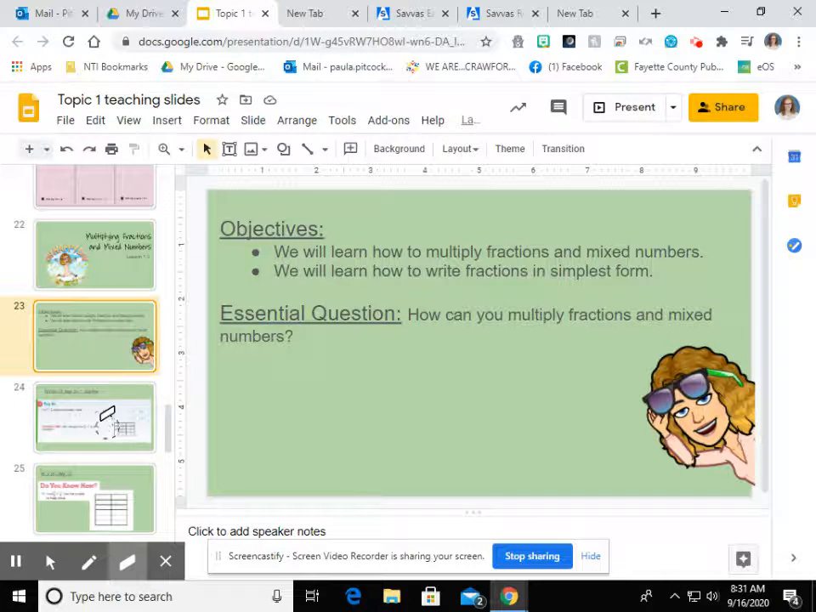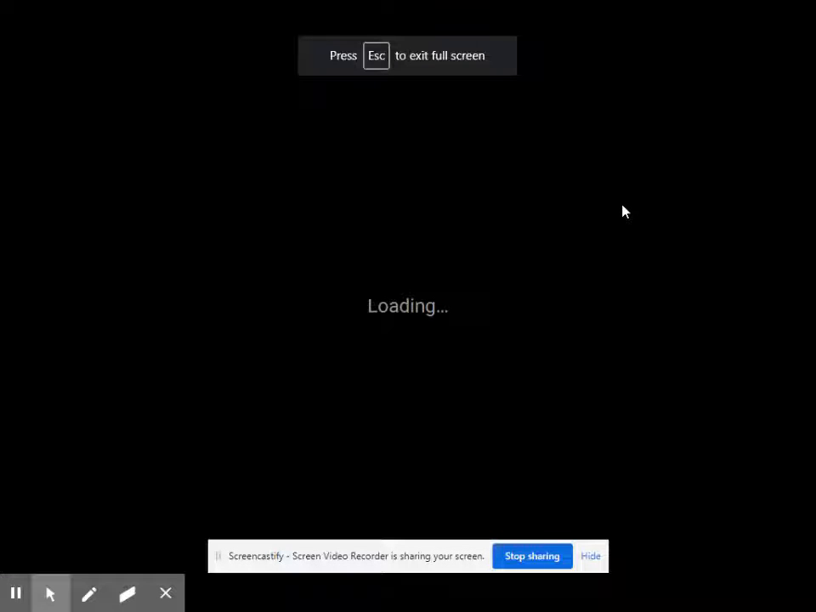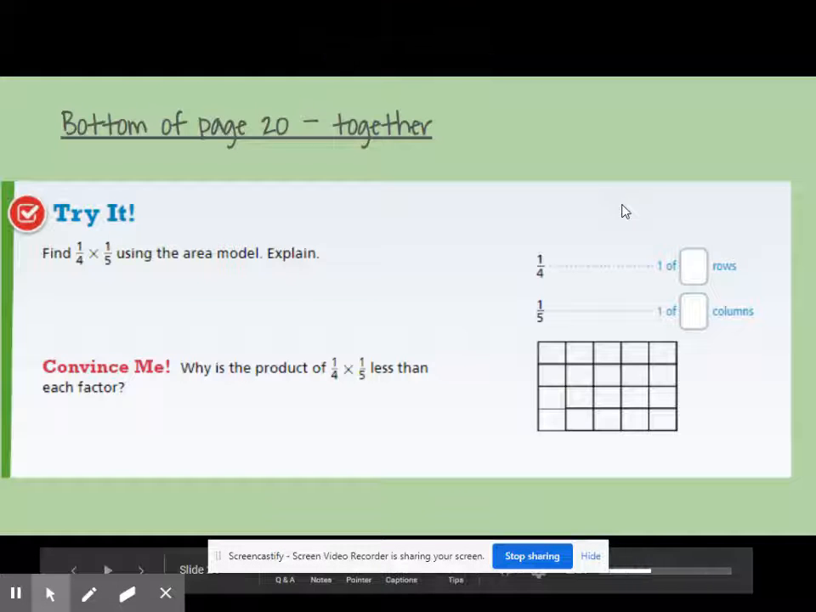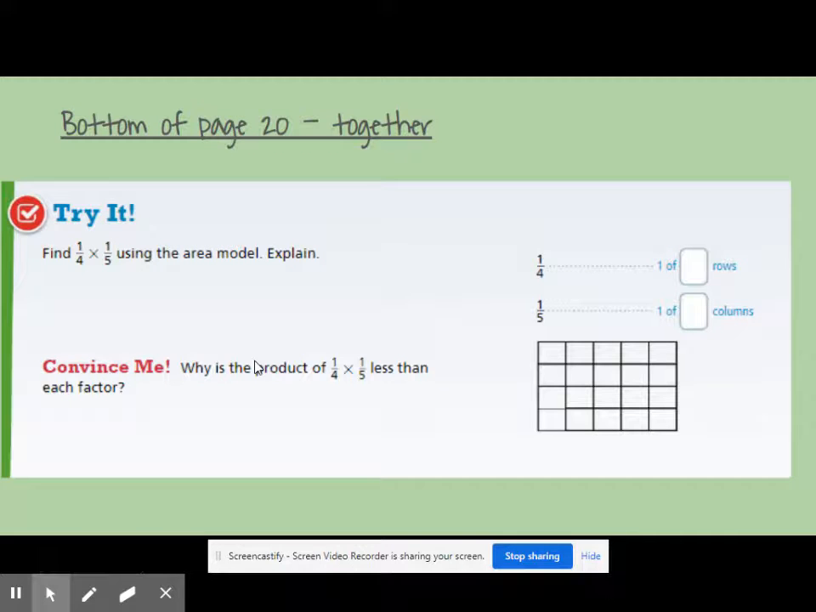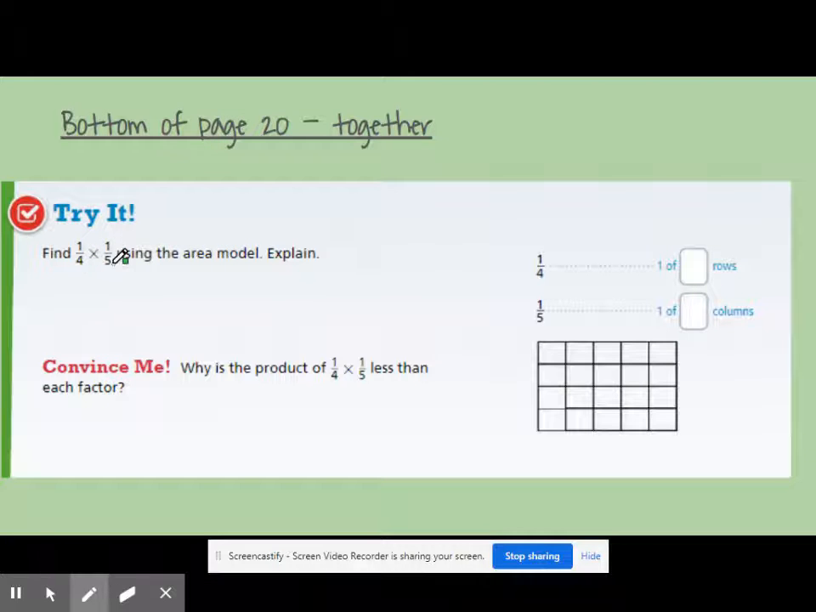And on page 22, you would see this try it problem. We're going to go through this together. So it says find 1/4 times 1/5 using the area model. So it wants me to actually use this.